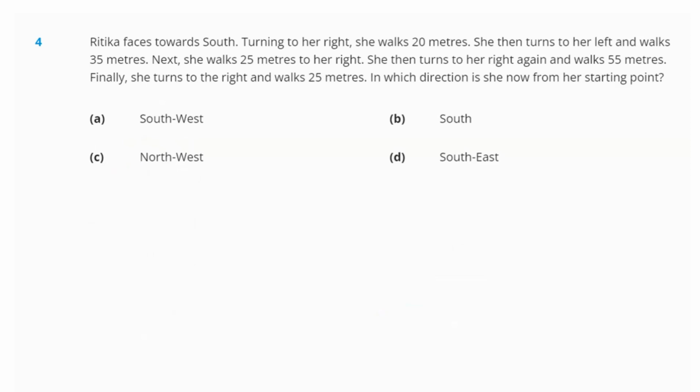So, firstly, where the option has double southwest, northwest, let me explain these first. This is north, this is south, this is east, this is west, this is northeast, this is northwest, this is southwest, this is southeast. Now, let's make Ritika move. Ritika is here. She is facing south. So this is the direction she is facing. This is her right and this is her left.